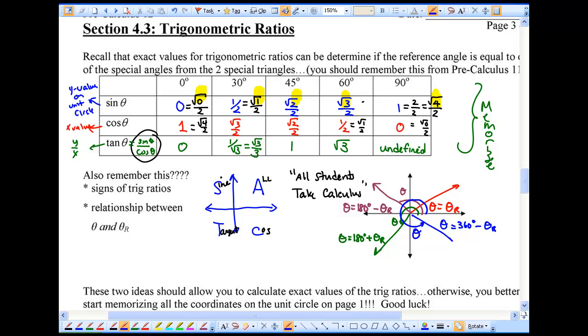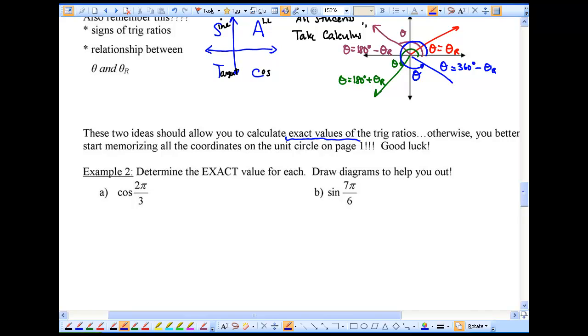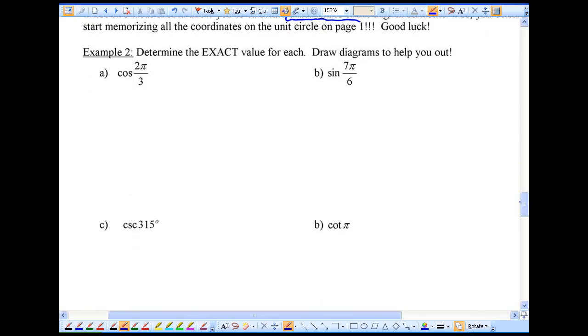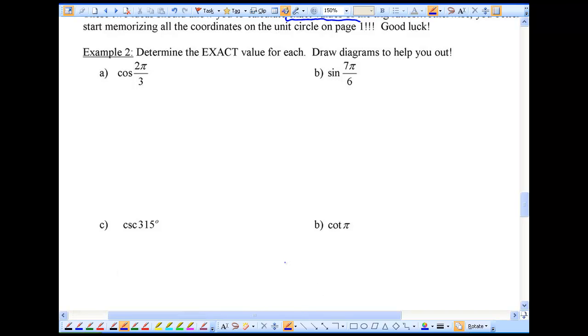These two ideas, along with the trig ratio table from above, should allow you to calculate exact values of trig ratios. We did this last year, but now I'm going to throw in a complexity of radians and also the complexity of, you guessed it, reciprocal trig ratios. Okay, let's go. Cosine 2 pi over 3. I'm going to draw a picture. It helps me out. Where is 2 pi over 3? I think it's in quadrant number 2. Okay, confirm that with me if you can, please.